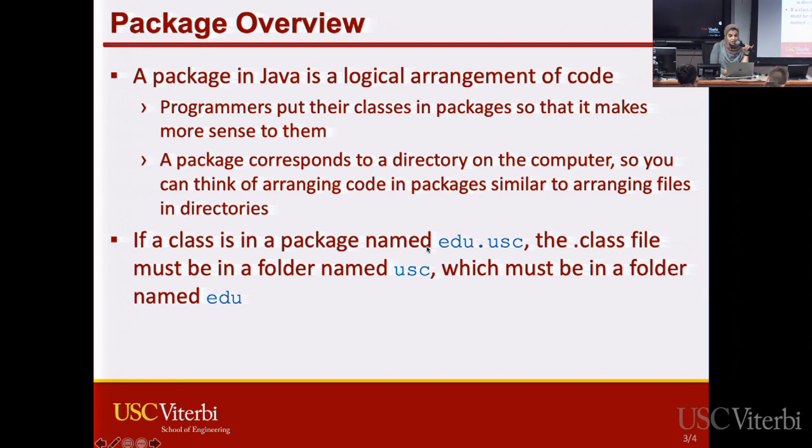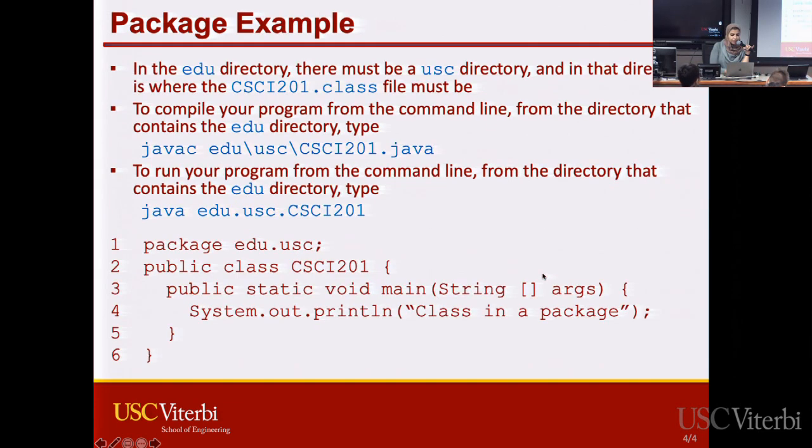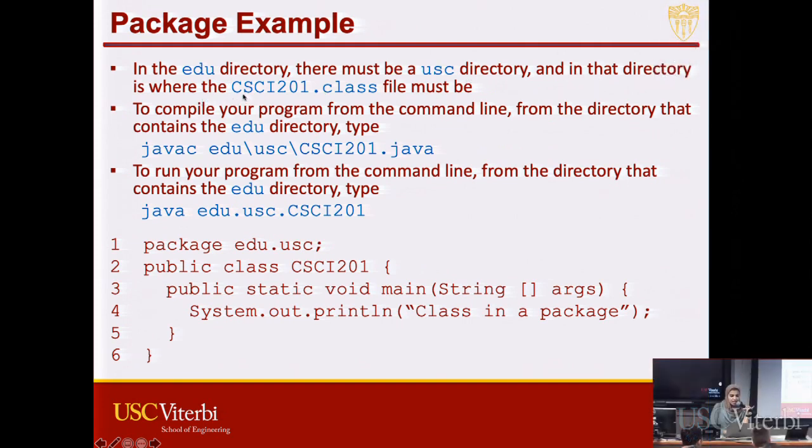If a class is in a package named edu.usc, the class file must be in a folder named usc, which must be in a folder named edu. In the edu directory, there must be a usc directory, and in that directory is where the CSCI201.class file must be. To compile your program from the command line, from the directory that contains the edu directory, type javac edu usc CSCI201.java. So to compile from the terminal or from the command line, we will use javac.